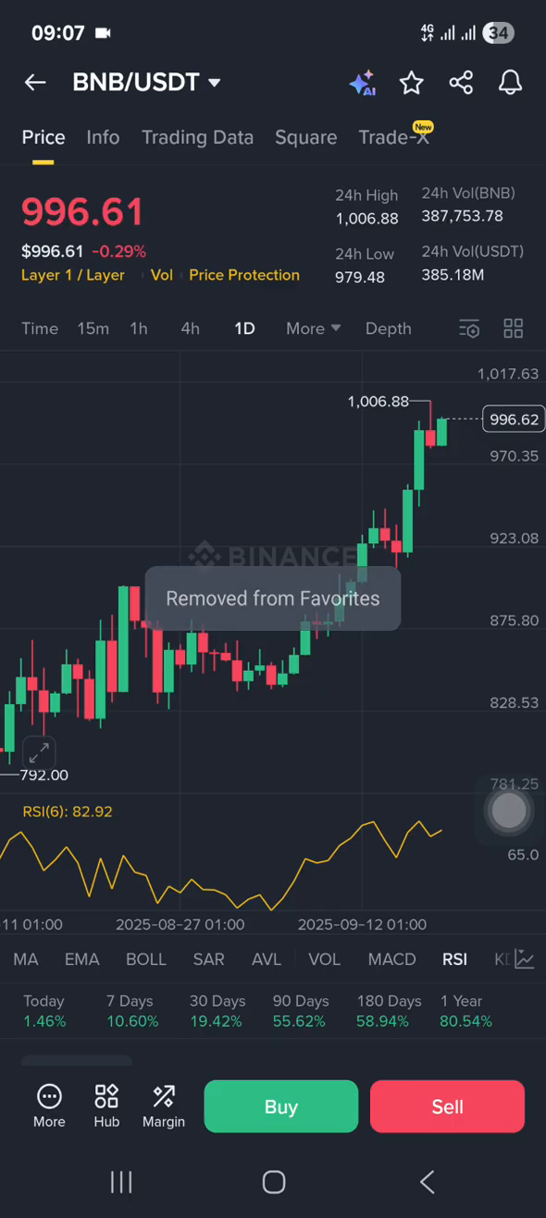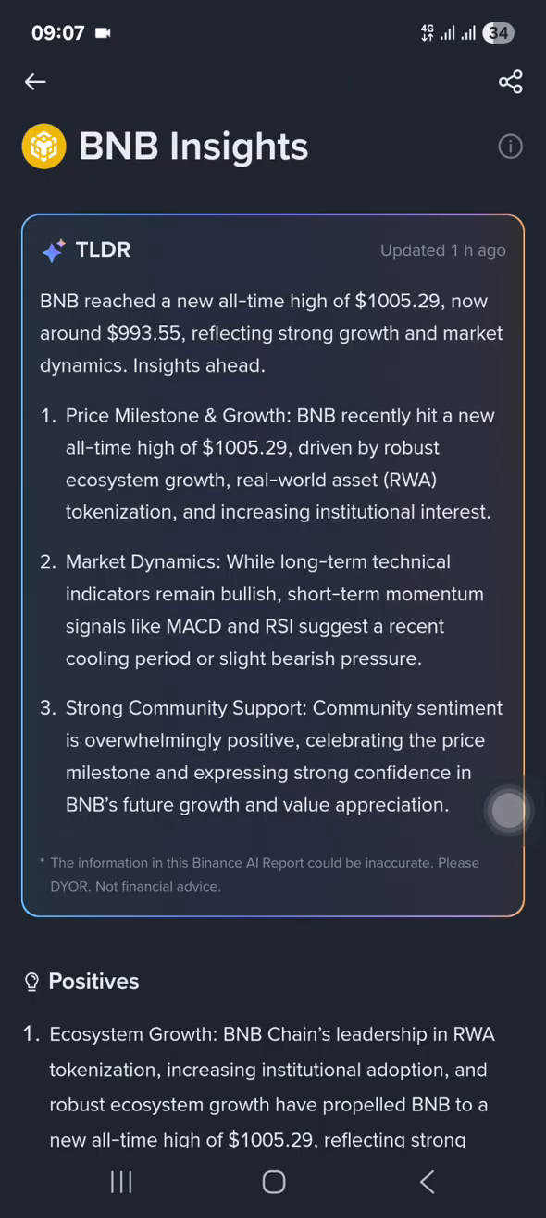Let's see community sentiment on BNB. Let's see what the AI has to say. You see, everything will be bullish. Now, price reached an all-time high of 1,000. That's the all-time high. It just broke a new all-time high. Now, 993. I'm just rushing through it. Reflecting strong growth and market dynamics. Insight ahead. Price milestone and growth. BNB recently hit a new all-time high, driven by robust ecosystem growth, real-world asset tokenization, and an increase in general trend, which means it's positive, this is bullish. Market dynamics. Long-term technical indicators remain bullish.